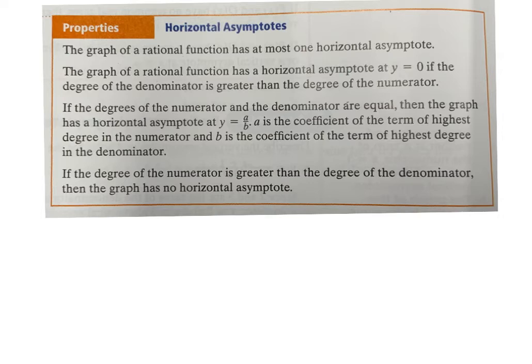I'm going to give you an example. 3x squared plus 5 over 4x cubed minus 1. The degree of the numerator is 2. The degree of the denominator is 3. This would have a horizontal asymptote at y equals 0. All right, always. The bottom is getting bigger faster than the top. You're approaching 0.